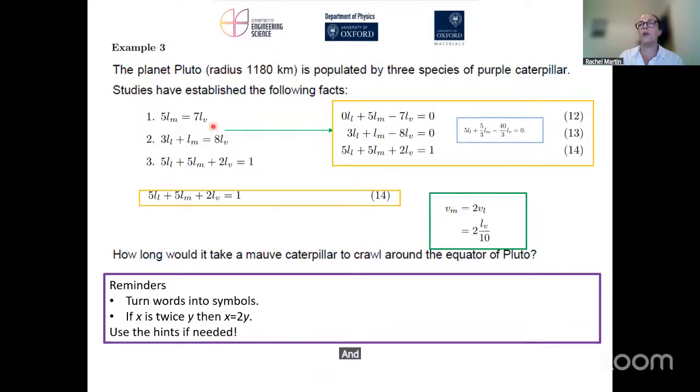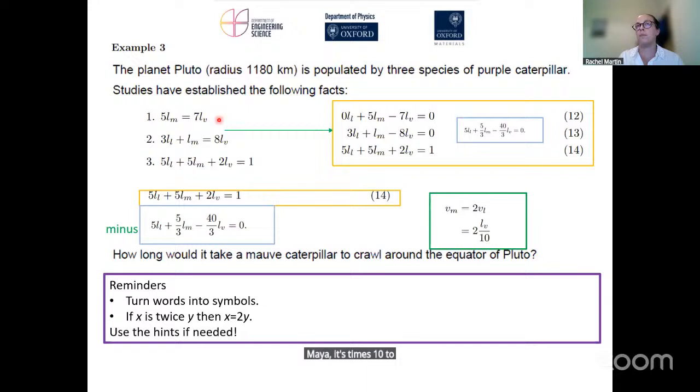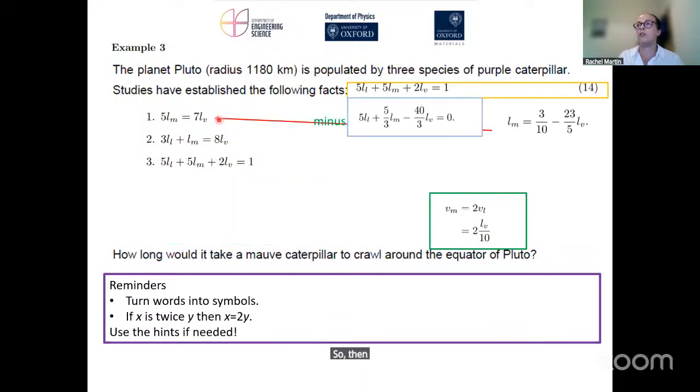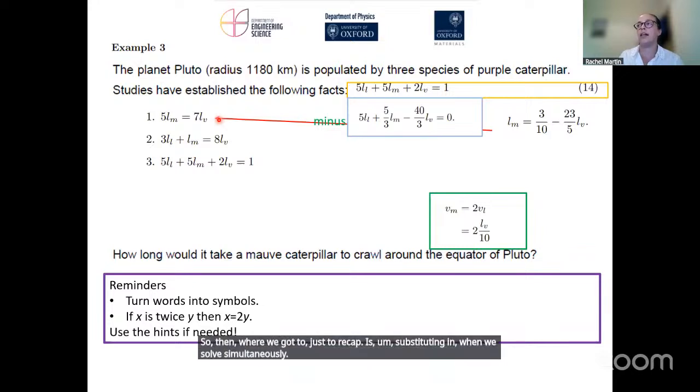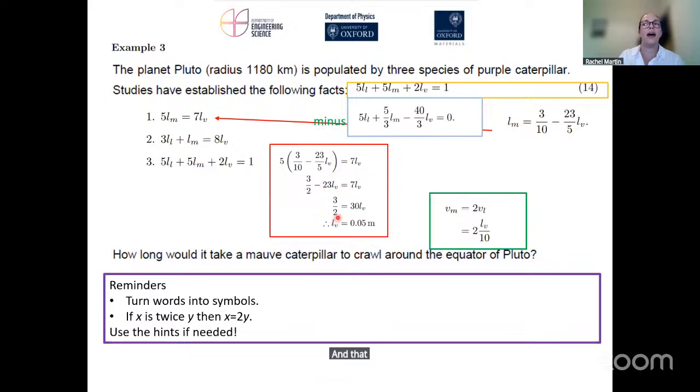And I've got one equation here, that was the other way I prioritized it, that has LM and LV. Maya, it's times 10 to the 8. Just double check, maybe it's a units thing. You're very close. So then where we got to, just to recap, is substituting in when we solve simultaneously the length for LM. And when you substitute that in, we'll only be working in terms of the length of the violet caterpillar. And that's where we have a length of 0.05 meters.